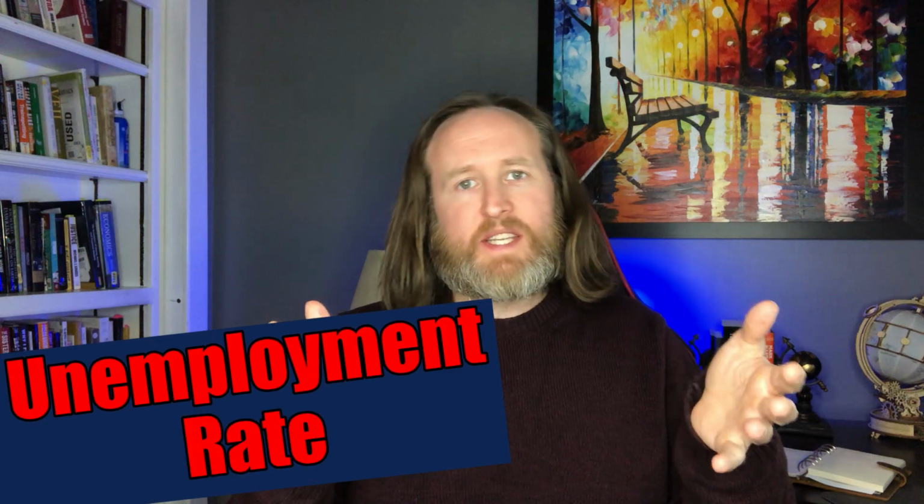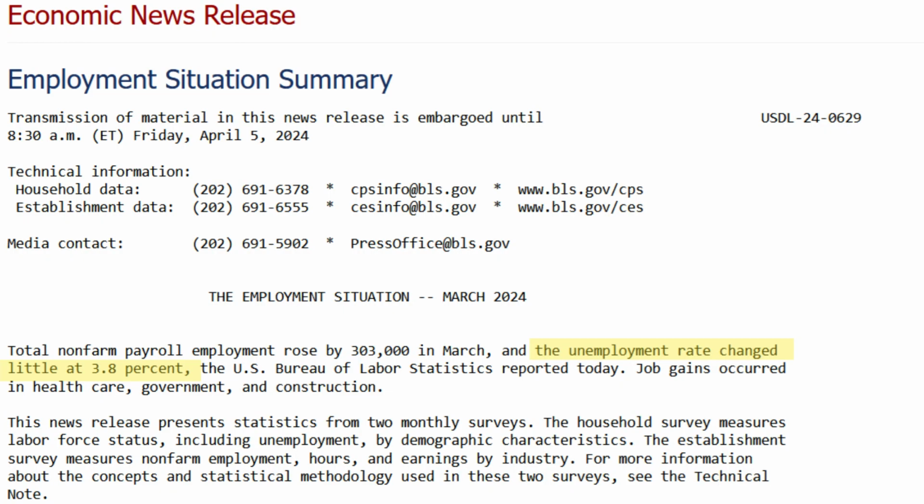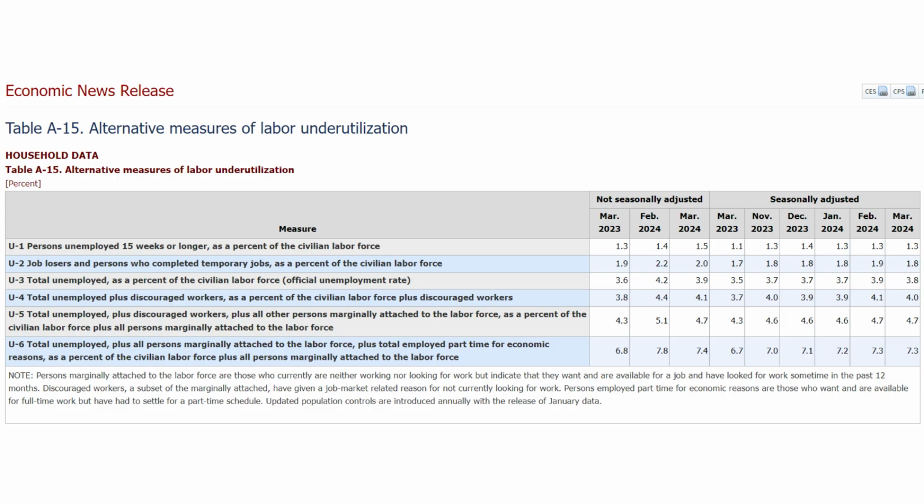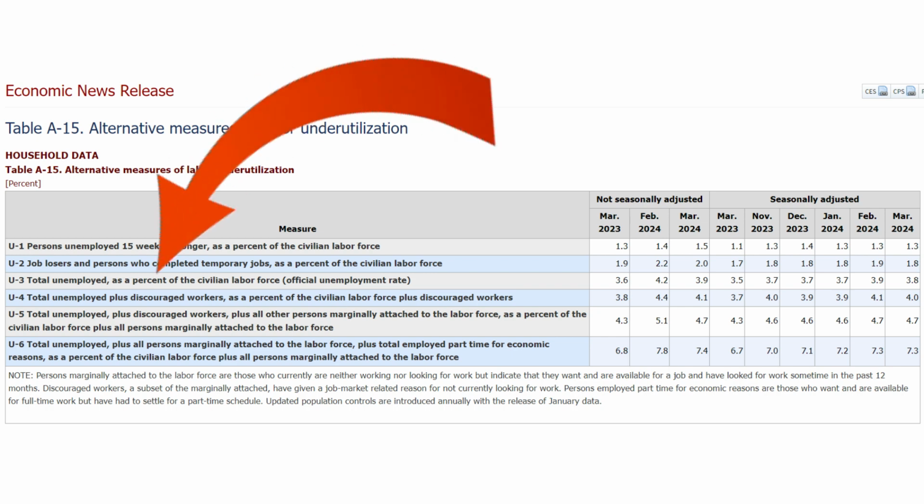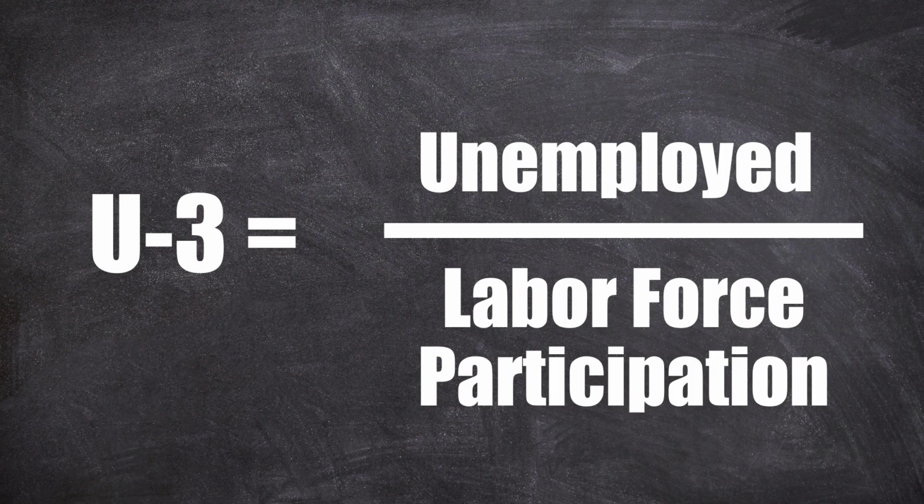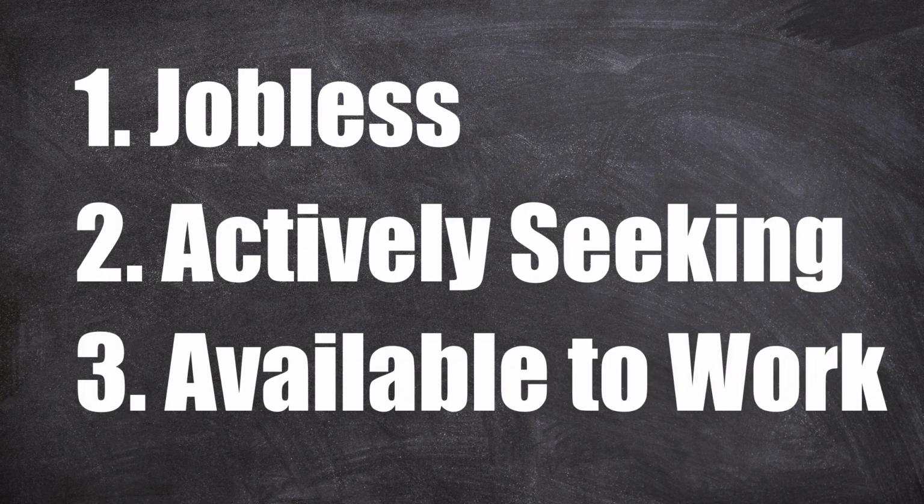The second number we always see is the unemployment rate. There are 6 different unemployment numbers, and they all measure different levels or different definitions of unemployment. U3 is the unemployment rate that is most used, and that's the one that we're going to focus on. This is the number of unemployed people divided by labor force participation. The number of unemployed people is people who are jobless, actively seeking work, and available to take a job.